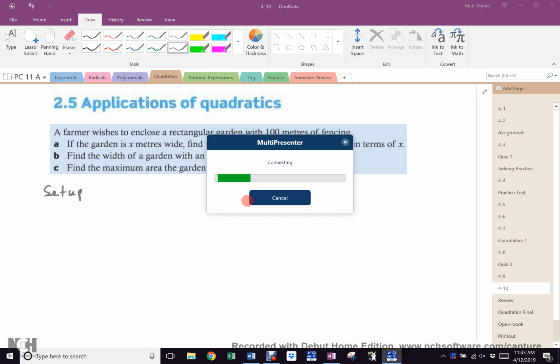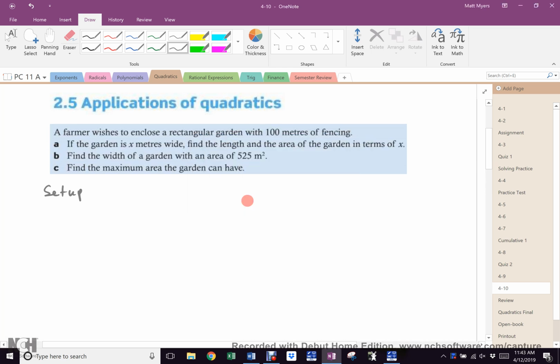Need me drawing for you to set up what a rectangle garden looks like. What would it look like? Please, somebody say rectangle. Excellent. Nice job. The garden is X meters wide. Where is the width on this? The way I've drawn it, the way you've always been taught. What do we consider to be the width? The left and right side, the shorter sides, right?